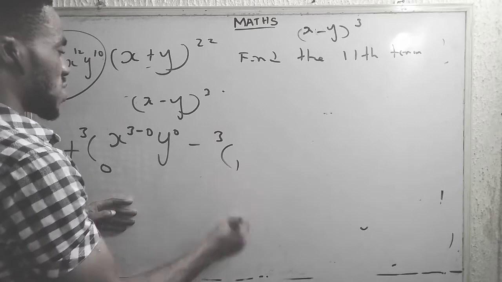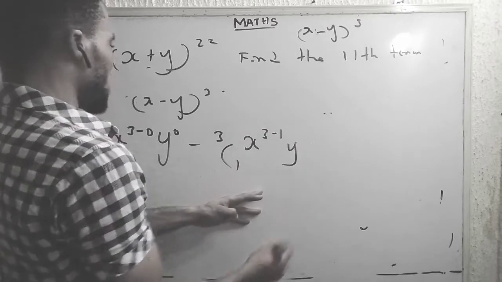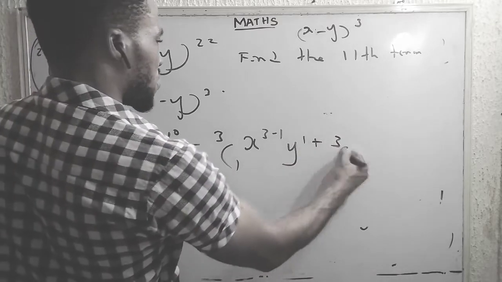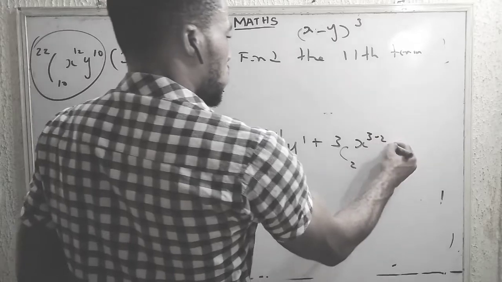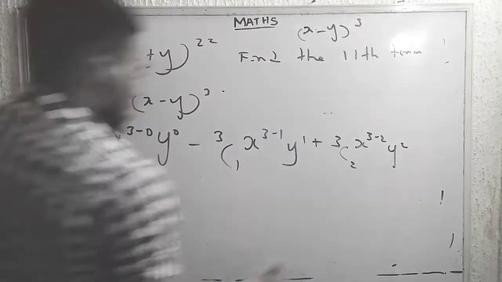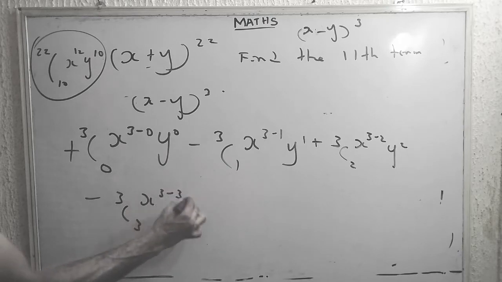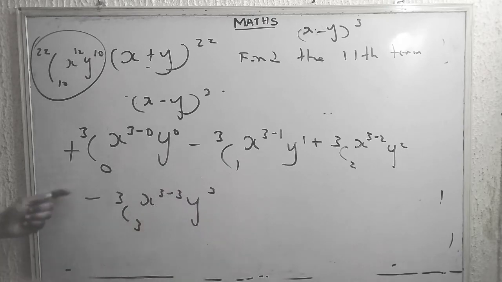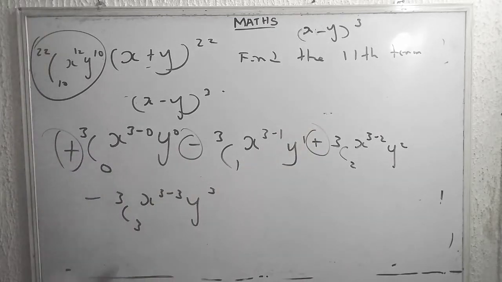So I'm going to have 3 combination 1, x raised to power 3 minus 1, y raised to power 1, plus 3 combination 2, x raised to power 3 minus 2, y raised to power 2, minus now 3 combination 3, x raised to power 3 minus 3, y raised to power 3. So just notice the way it's alternating: plus, minus, plus, minus. So that's just the difference between them.